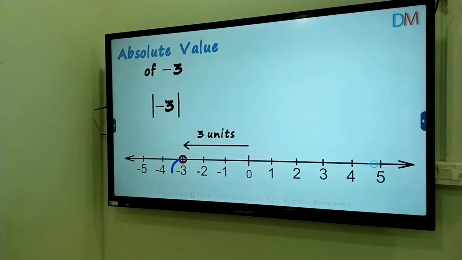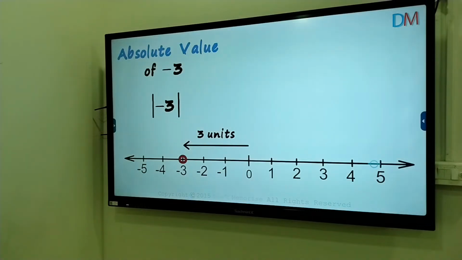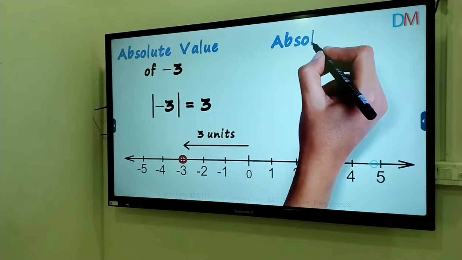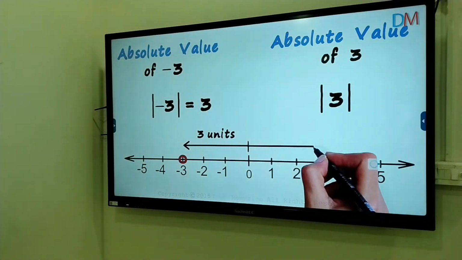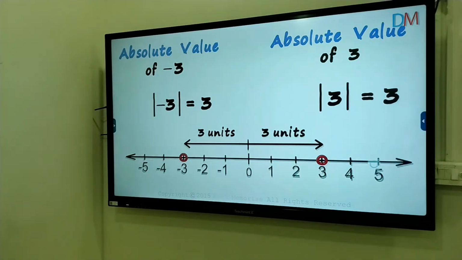It's simply the distance between minus 3 and 0, and remember that distance is never negative. We cannot say that it's minus 3 units away from 0. As the distance between minus 3 and 0 is 3, we say that the absolute value of minus 3 is 3. What would be the absolute value of 3 then? The absolute value of 3 will be written like this, with a vertical bar to the left and the right of 3. How far is 3 from 0 on the number line? Again, it's 3 units away from 0. The absolute value of 3 is 3.